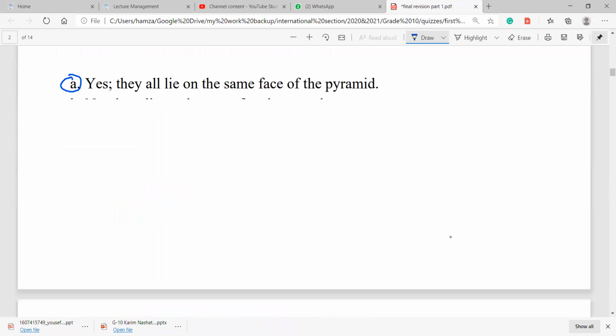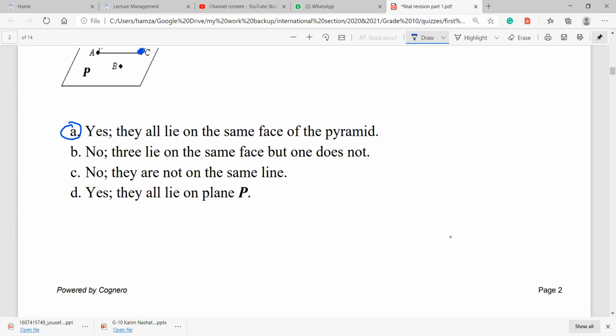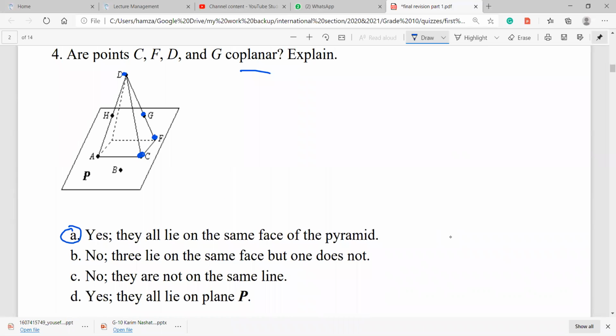Okay. This one, yes, they all lie on plane B. Oh, this is wrong, guys, because G and D are not in plane B. C and F, yes, they lie in plane B.